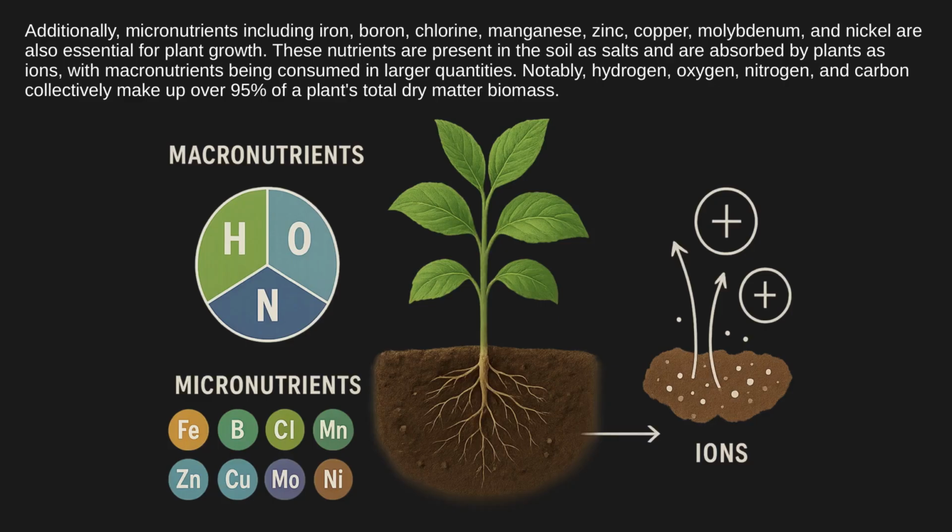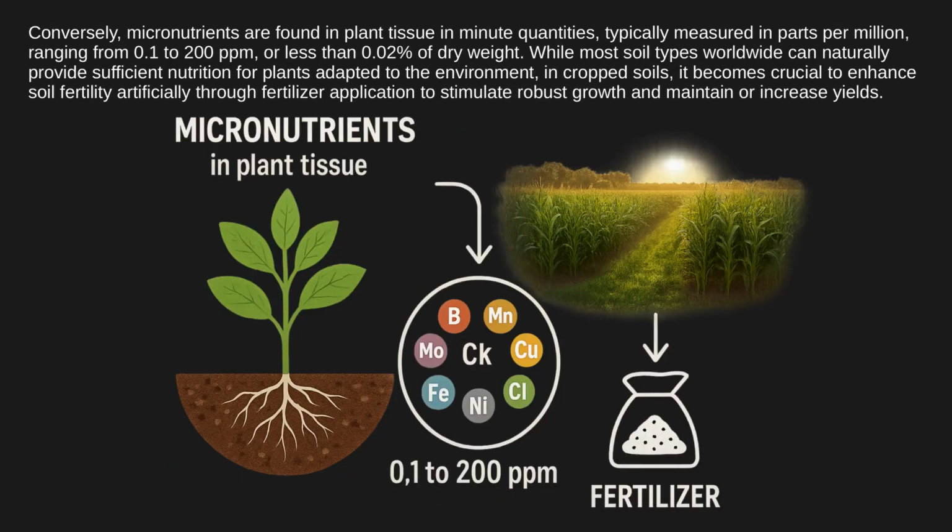These nutrients are present in the soil as salts and are absorbed by plants as ions, with macronutrients being consumed in larger quantities. Notably, hydrogen, oxygen, nitrogen, and carbon collectively make up over 95% of a plant's total dry matter biomass. Conversely, micronutrients are found in plant tissue in minute quantities, typically measured in parts per million, ranging from 0.1 to 200 ppm, or less than 0.02% of dry weight.